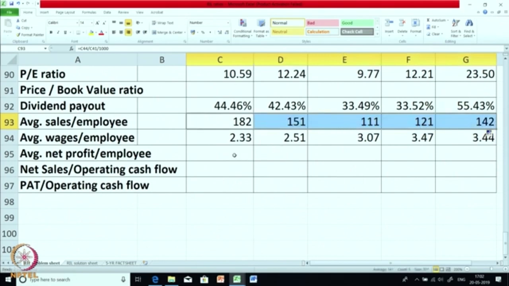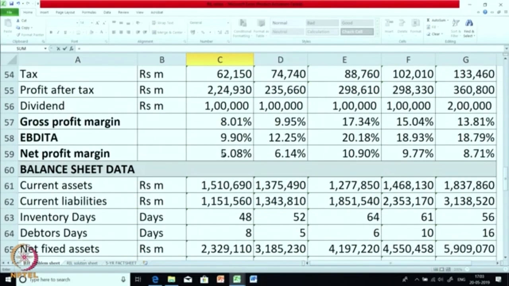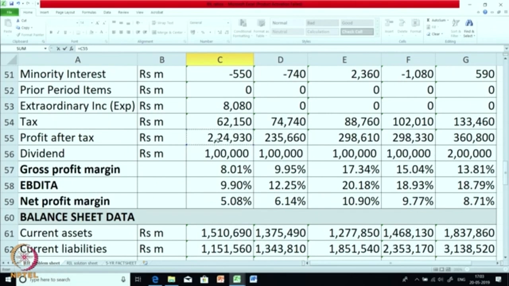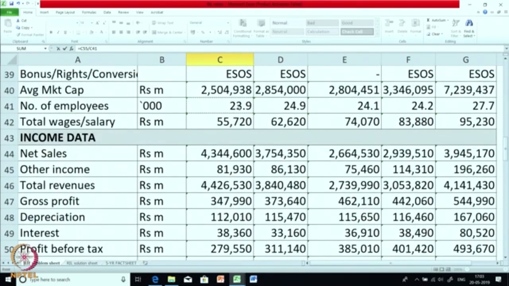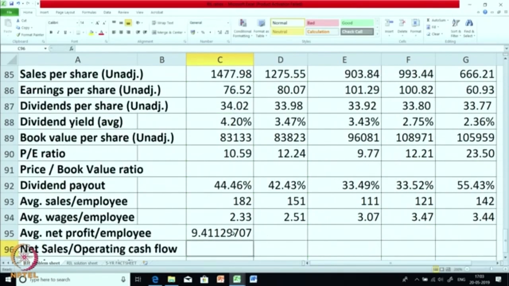Remember, this is in millions of rupees. The next is average net profit per employee. So we are taking profit after tax and dividing it by the number of employees, and further dividing by 1000 because the number of employees is in thousands. So 9.41. It has gone up now because in recent years the profitability has improved a bit.